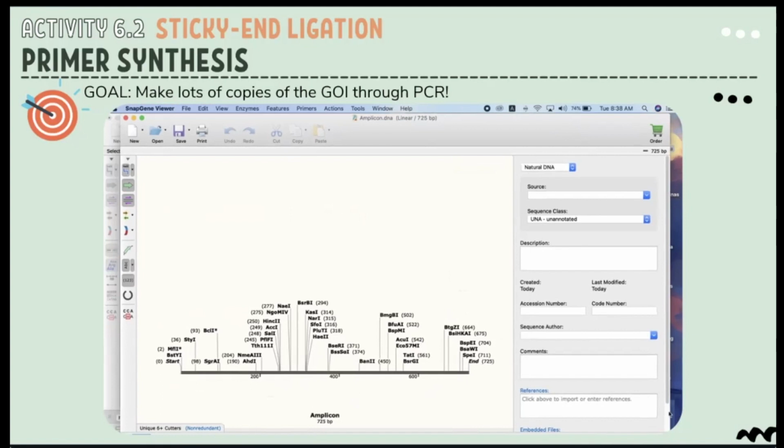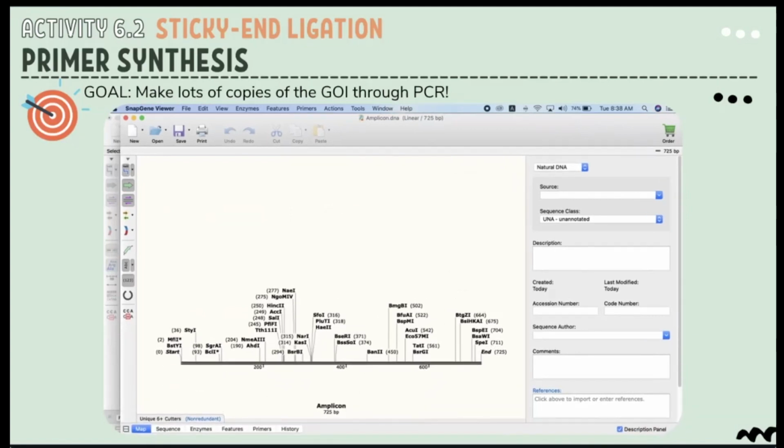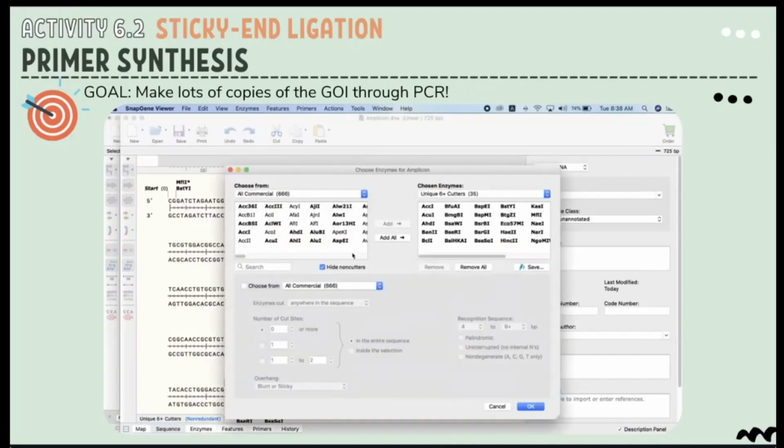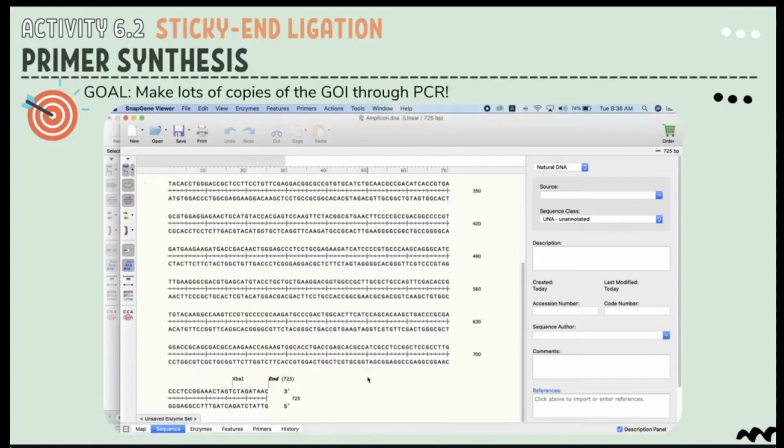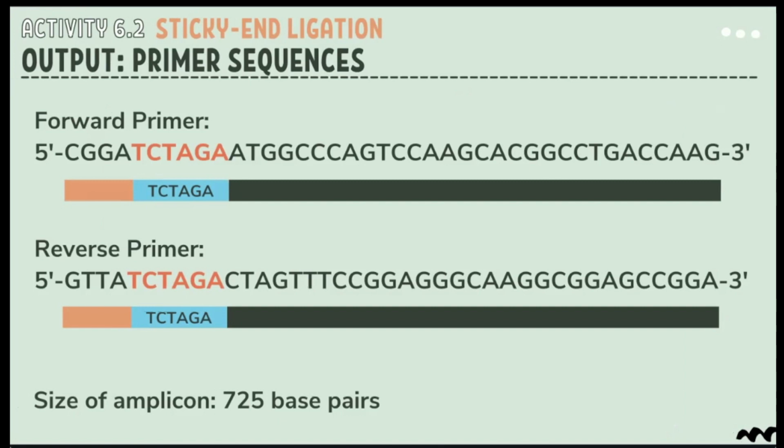And lastly, let's check if the two XbaI sites are present by opening it in SnapGene Viewer. So as you can see, we have two XbaI sites. So here's the summary of what we got. Here's the DNA sequence for the forward primer and the reverse primer and the size of the amplicon.